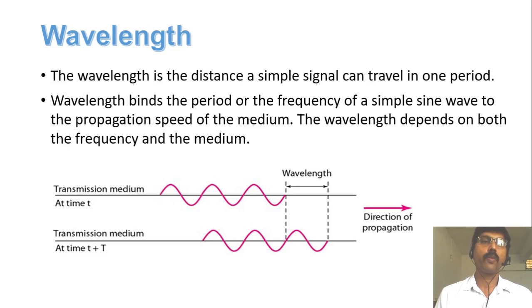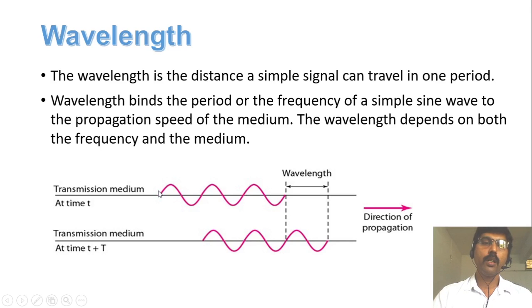Wavelength. The wavelength is the distance a simple signal can travel in one period. What is the meaning of that actually? Now, first you have to understand what is the meaning of period. Period is nothing but the amount of time in seconds the signal needs to complete one cycle.